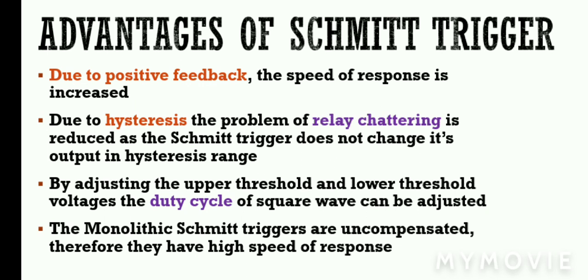Now, the advantages of Schmitt trigger. Due to positive feedback, the speed of response is increased. Due to hysteresis, the problem of relay chattering is reduced as the Schmitt trigger does not change its output in the hysteresis range. By adjusting the upper threshold and lower threshold voltages, the duty cycle of the square wave can be adjusted. The monolithic Schmitt triggers are uncompensated, therefore they have high speed of response.